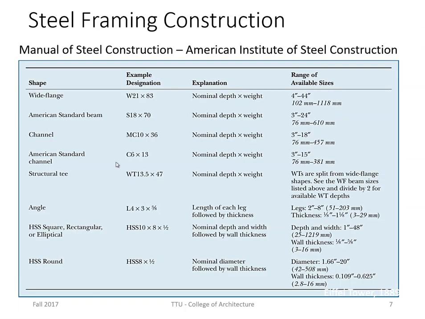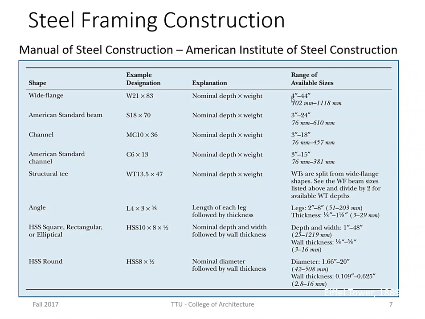Here's a table of those different sizes and different shapes. To be able to understand what a wide flange is, its example designation is a capital W followed by the depth of the beam. So that's 21 inches in depth. And then there's an X, and then 83 pounds per lineal foot. As you can see over here, here's the available sizes.